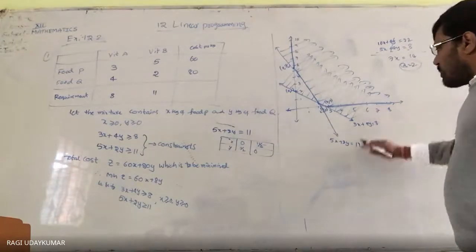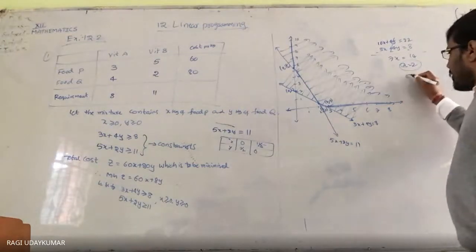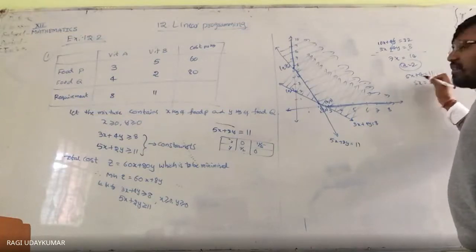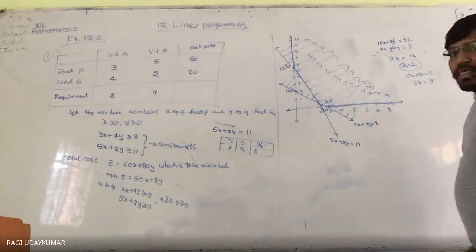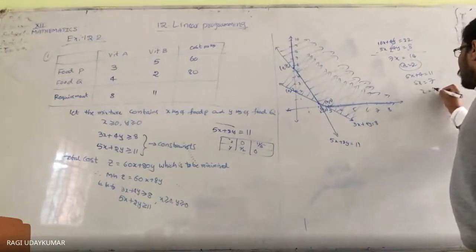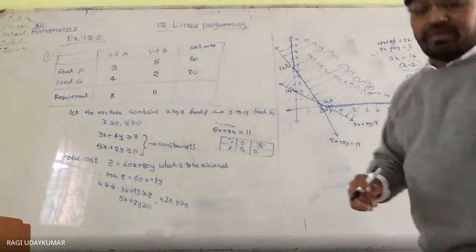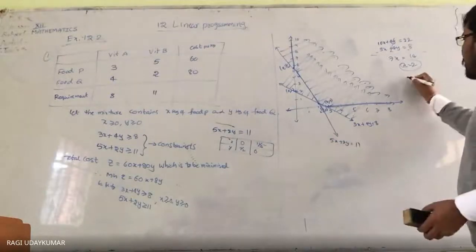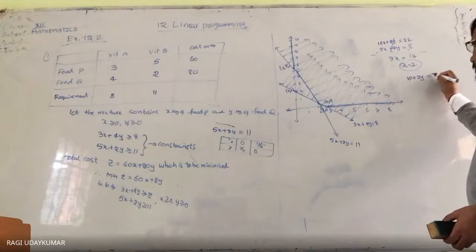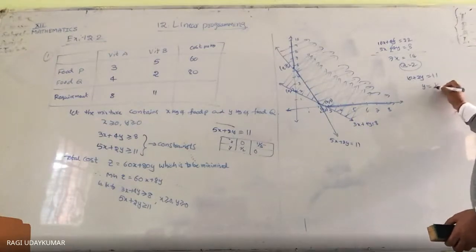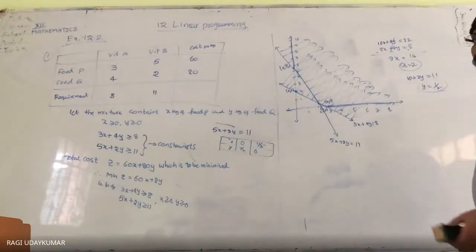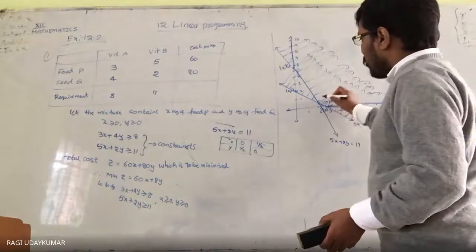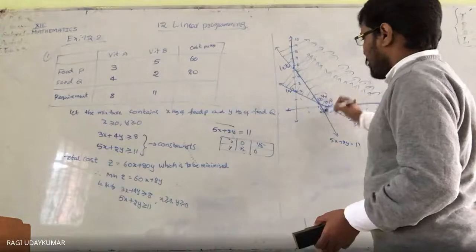x is equal to 2, substitute in this equation. So we'll get 5x plus 4 is equal to 11. 5x is equal to 11 minus 4, that is 7. x is equal to 7. Oh, sorry. I need to substitute in the x place. 5 twos are 10. 10 plus 2y is equal to 11. So y is equal to 1 by 2. 2 comma half. So the point here is 2 comma half.